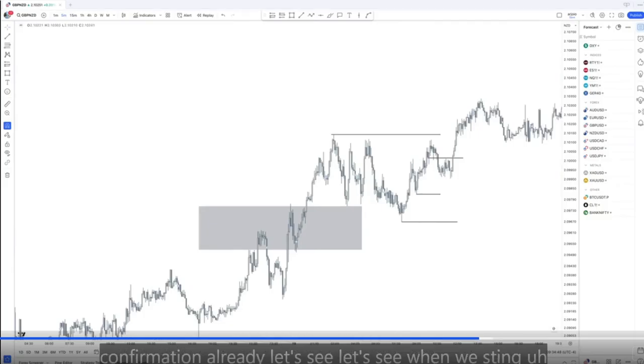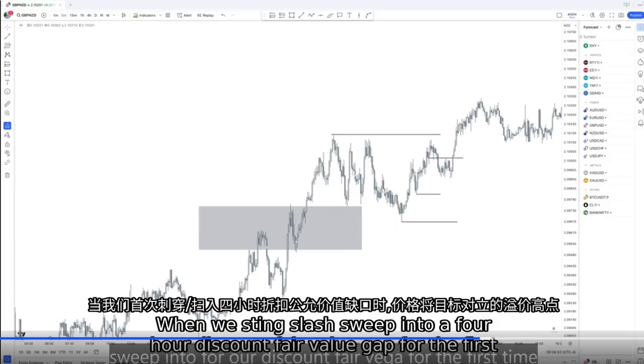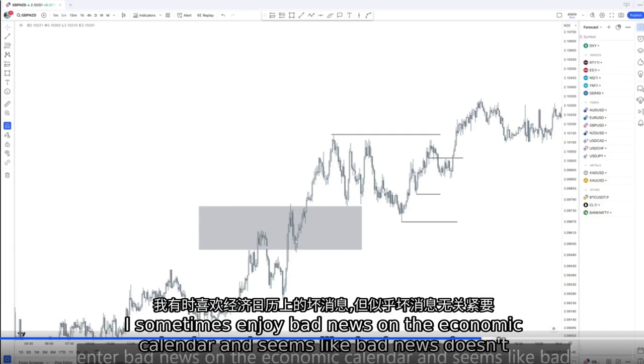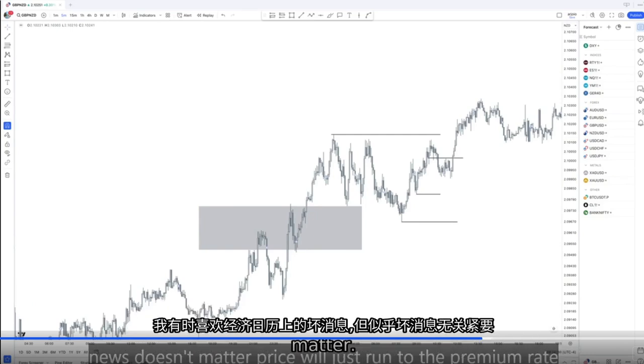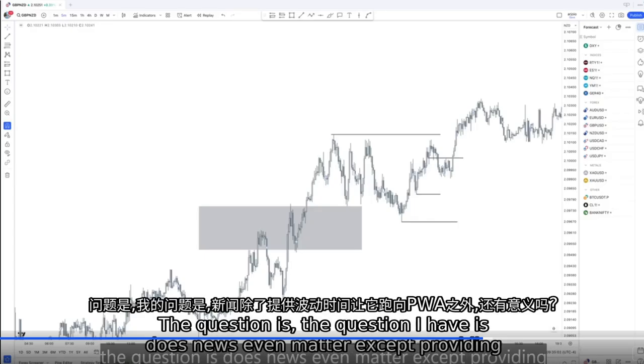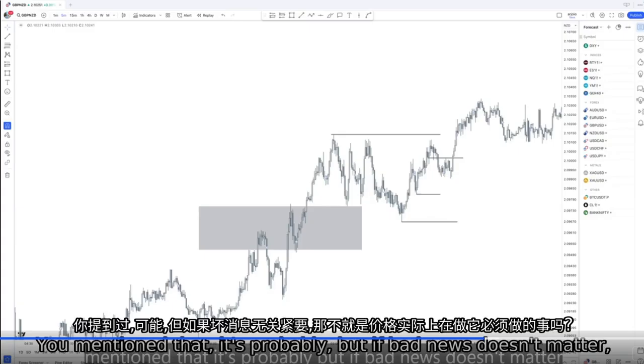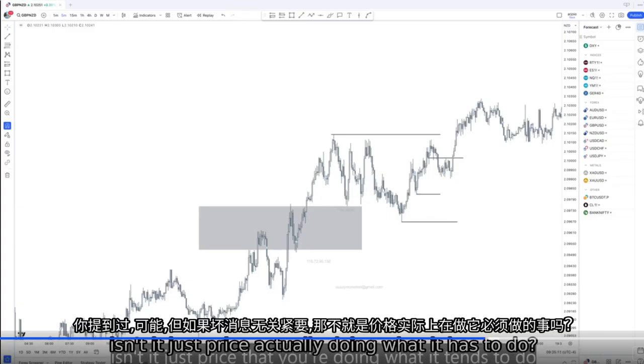Let's see. When we sting / sweep into a 4-hour discount fair value gap for the first time, price will target the opposing premium high. I sometimes interpret bad news on the economic calendar and it seems like bad news doesn't matter. Price will just run to the premium rate. The question I have is, does news even matter except providing volatility, allowing it to run to the premium rate? You mentioned that it's probably, but if bad news doesn't matter, isn't it just price action doing what it tends to do?